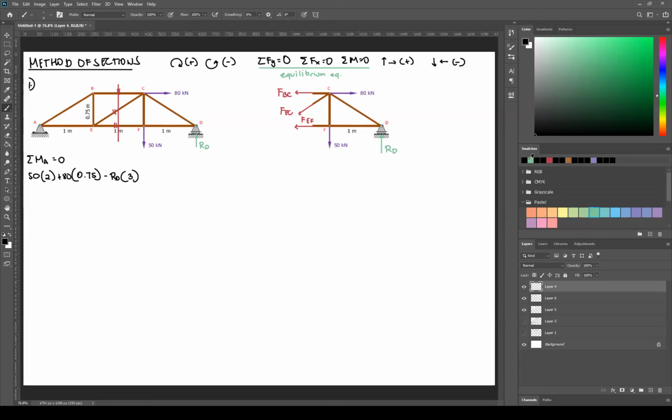There's no other force here. There's technically a reaction here for A. However, that reaction acts on A, so I can just ignore it, right? And then equate to 0. From this, you can solve what's RD.